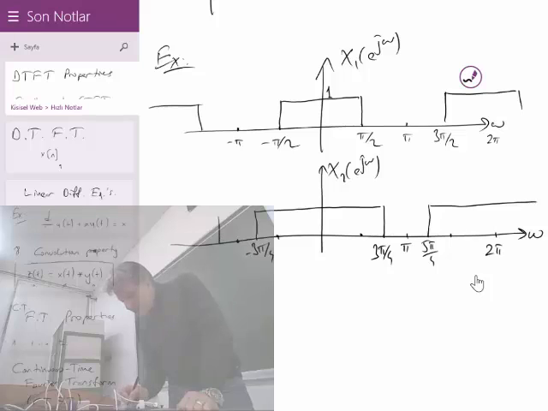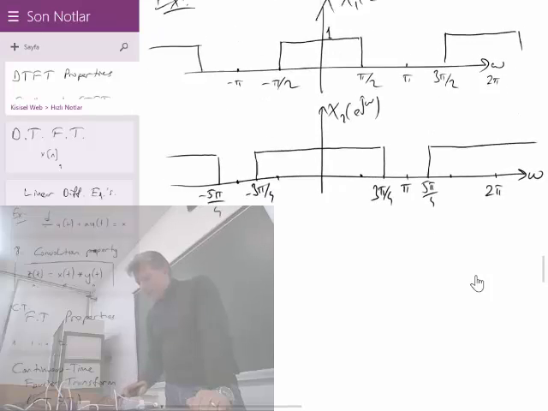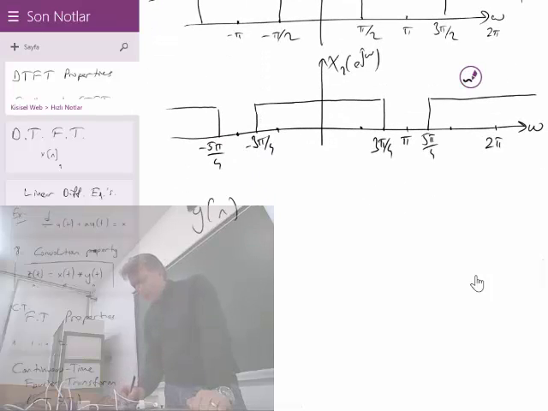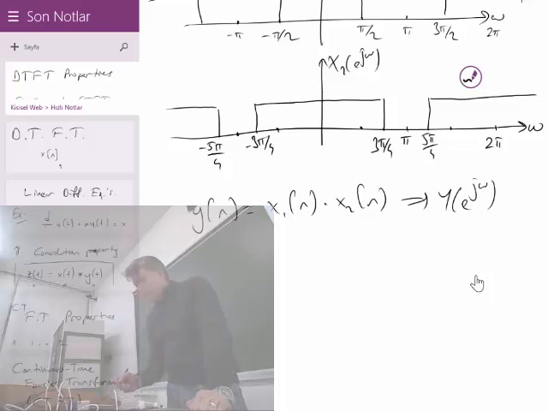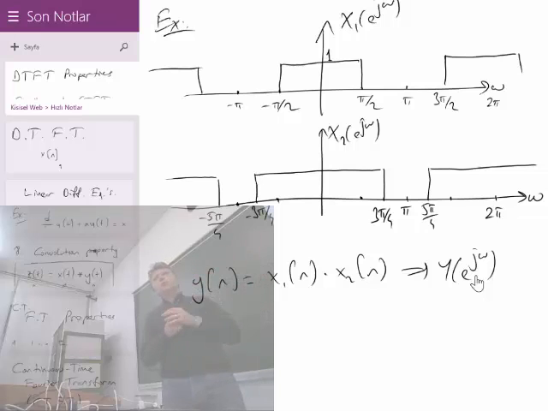And it also starts at minus 5 pi over 4. So a wider slot is repeating itself with a period of 2 pi. Therefore, when I ask the Fourier transform of the multiplication of x1 and x2 in the time domain, so y[n] is equal to x1[n] times x2[n], and the question is what is Y(e^{j omega}), which is the Fourier transform of the multiplication in the time domain, then you have to just circularly convolve these two shapes.